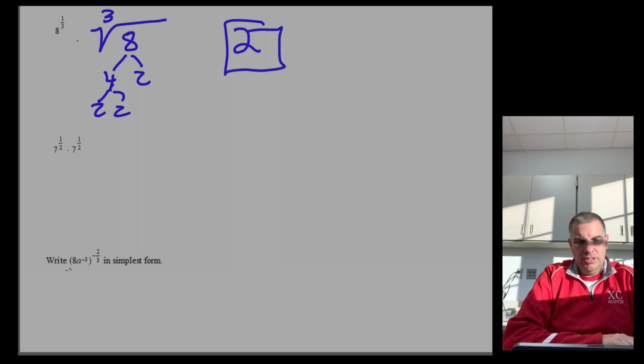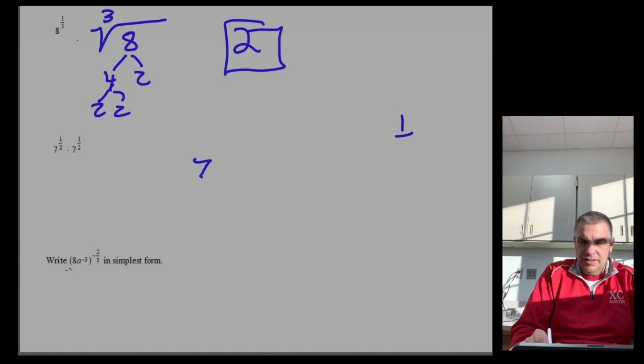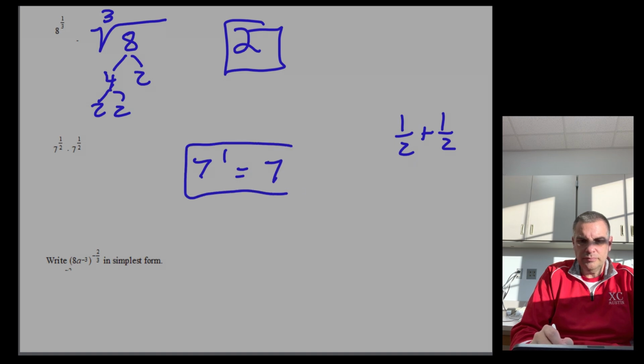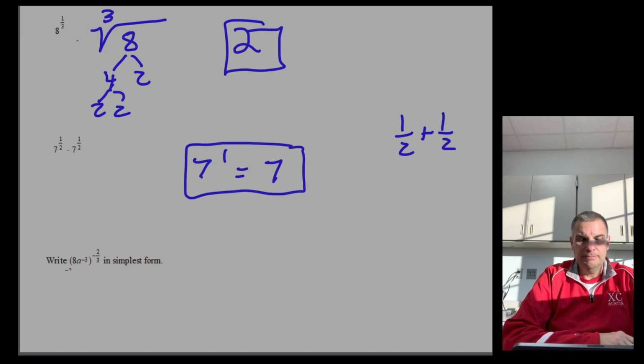The next one, 7 to the 1/2 times 7 to the 1/2. So when you multiply the same bases together, you add the exponents. So our base is going to be 7, and then on the side, 1/2 plus 1/2. 1/2 plus 1/2 is 1. Don't need to put a 1 there. So you just get 7.